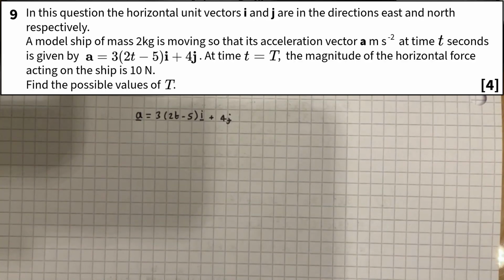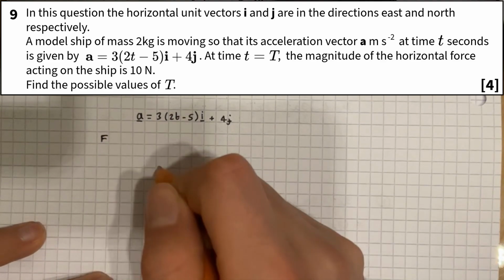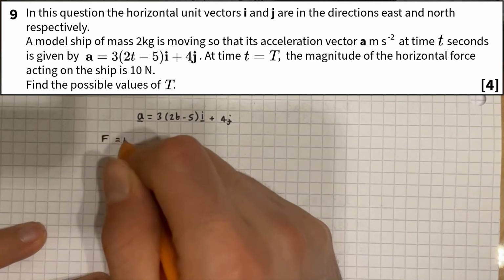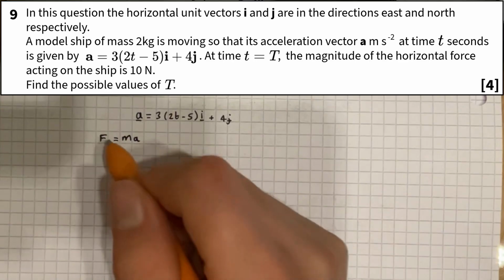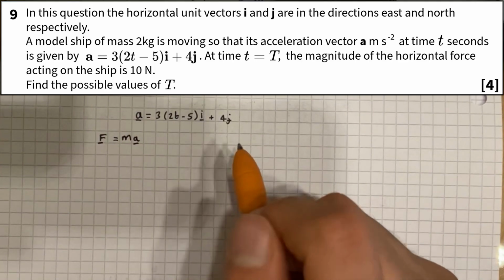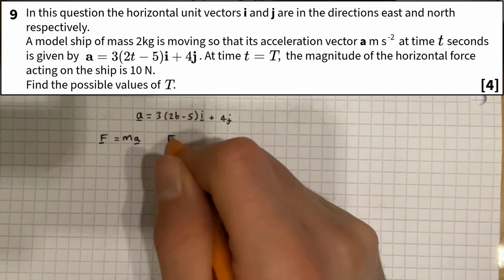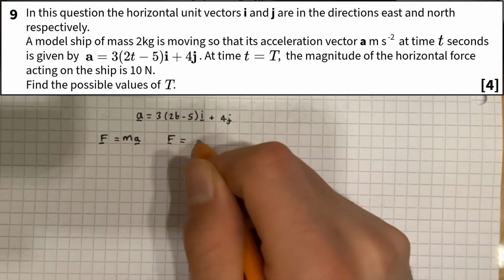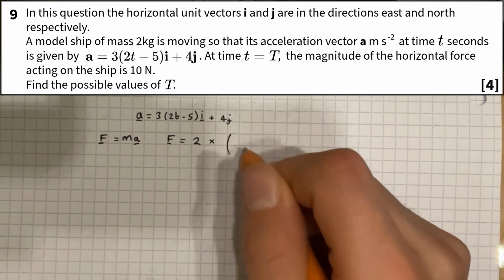The big bit of information in this question is the fact that the magnitude of the force is 10 newtons. And what's the formula we know with force? Well, F equals ma. That's what we're going to use, not just true in one dimension, but also as vectors. So the force is going to be equal to m times a, and m in this question, it tells us it's 2 kilograms. So it's 2 times a, and a is just above here.